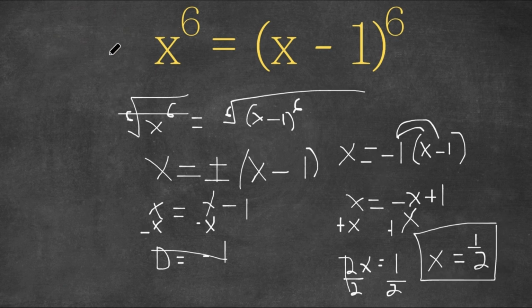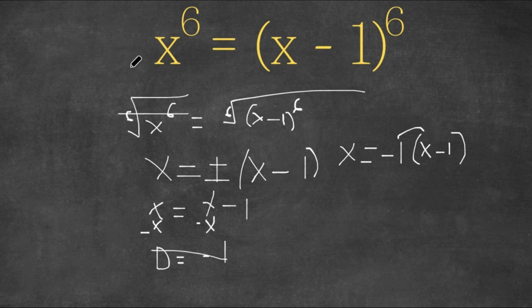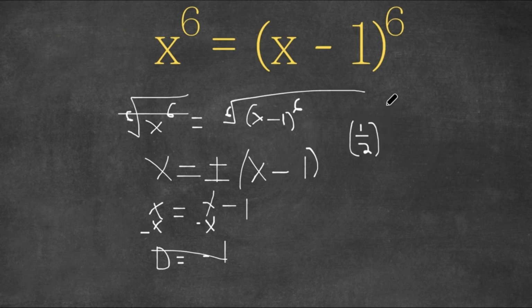Now let's check to see if it works. Why don't we plug in 1/2 into our equation here? So this is going to be (1/2) to the power of 6 equals (1/2 minus 1) to the power of 6. Well, (1/2) to the power of 6 is going to be 1/64. And this equals, well, 1/2 minus 1 is simply negative 1/2.